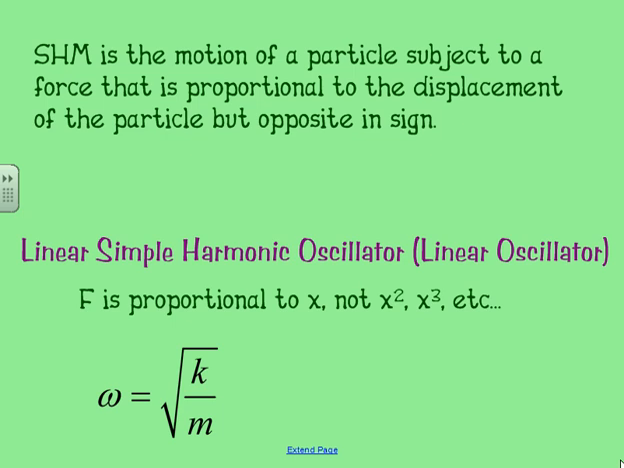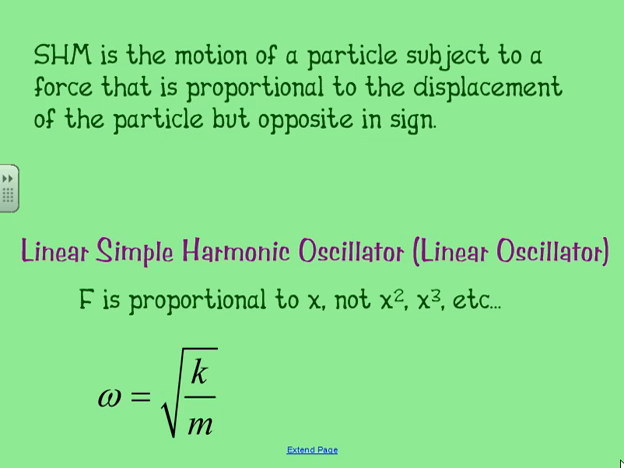When this is the case, the angular frequency is equal to the square root of k over m. Most of the time we'll be dealing with springs in this case. So k is the spring constant, m is the mass attached to the spring. This does work for other objects as well. k will just be some other constant.